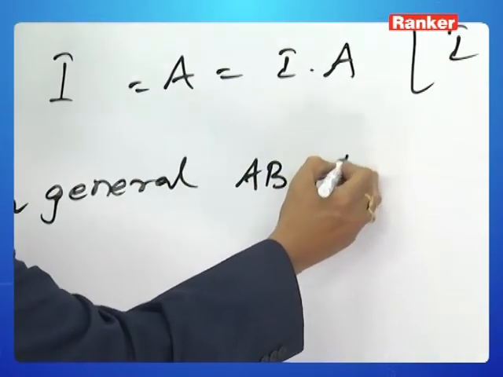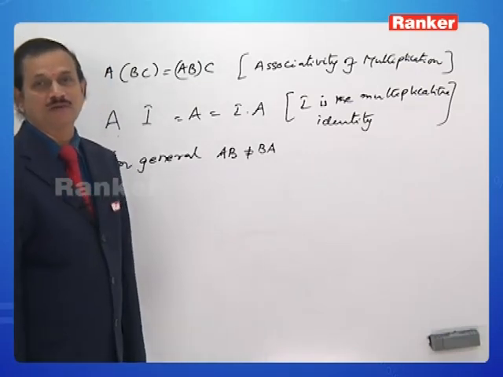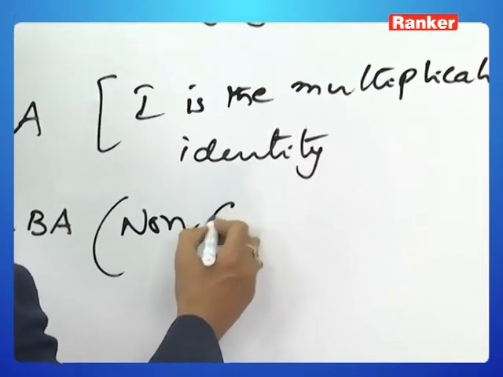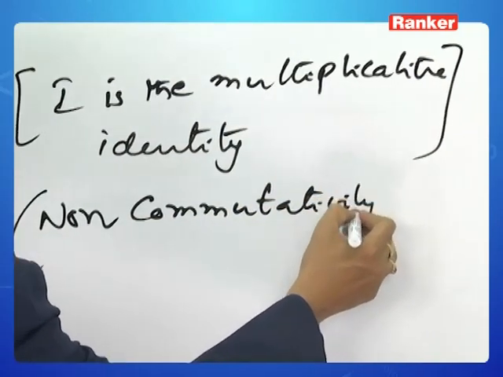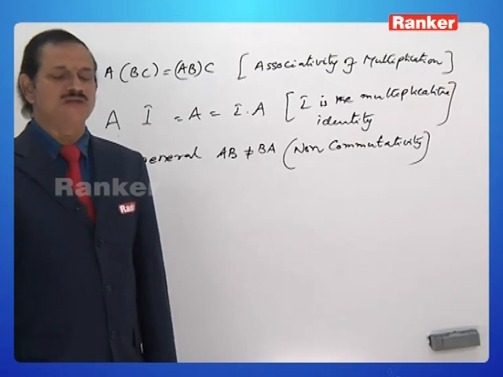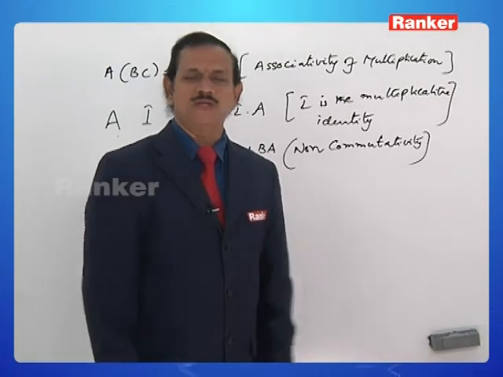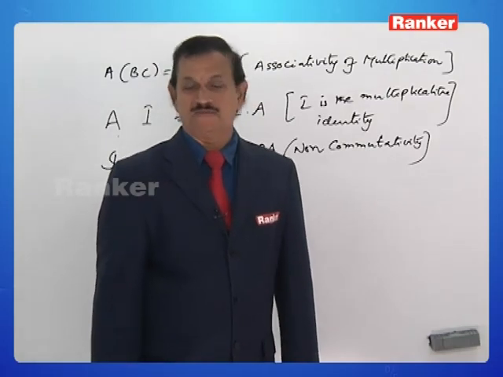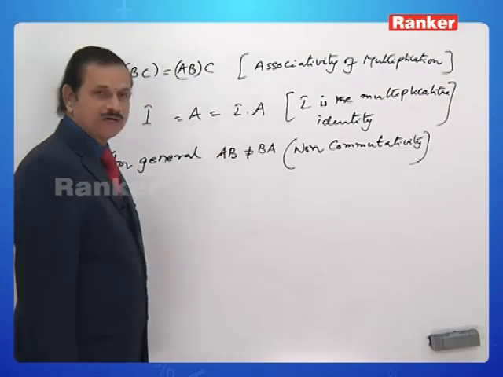In general, AB is not equal to BA. That is non-commutativity. In matrices, in general, if A and B are any two matrices which are conformable for multiplication, AB need not be equal to BA. That also every one of us knows pretty well. We all know it. Yes, of course. AB is not equal to BA.